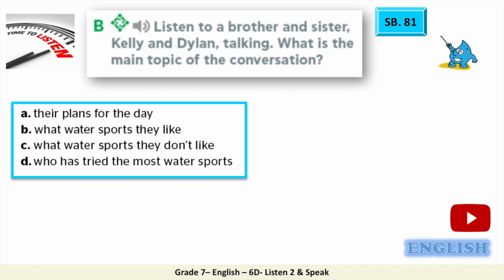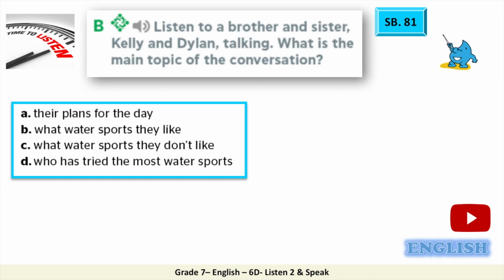Okay, let's start. 3. Listen to B. Listen to a brother and sister, Kelly and Dylan, talking. What is the main topic of the conversation?